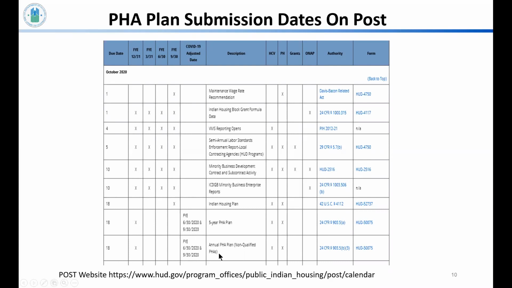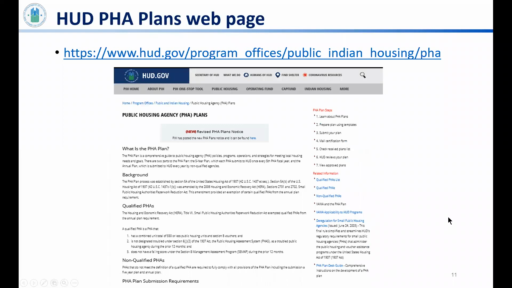Also here in the next line, you have the annual plan. And these are for the non-qualified PHAs that must submit a plan every year. Again, the due date is also October 18, 2020. This is the governing regulation, and we have the forms listed on here as well. I think this is a very helpful website to go to in case you have a question of when your plans are due. The next slide. I use the website a lot because it puts out current information and any changes that might be happening with forms and such.